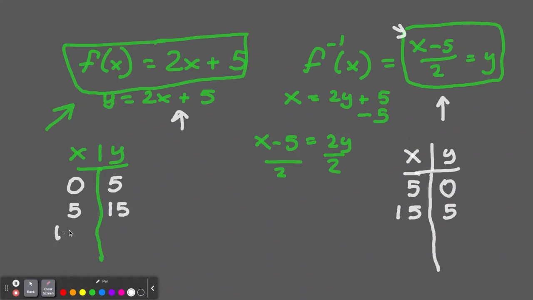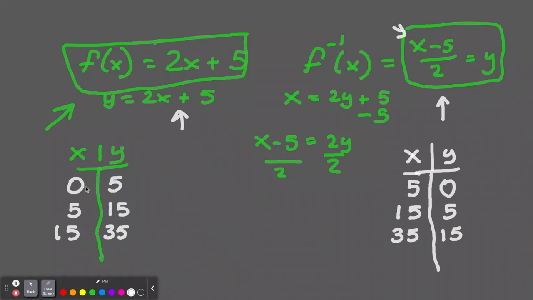And let's do one more. Let's do if x was 15. So 15 times 2 is 30. 30 plus 5 is 35. So in the inverse, now x should be 35. 35 minus 5 is 30. And 30 divided by 2 is 15. So as you can see, it is an inverse, and it's invertible.